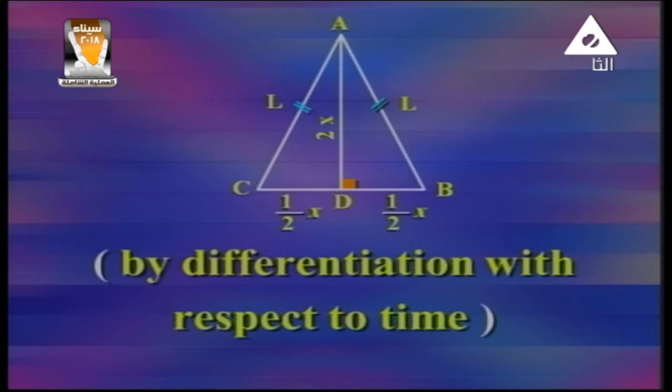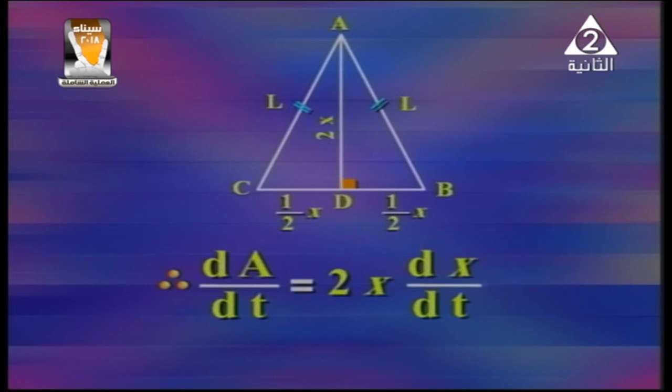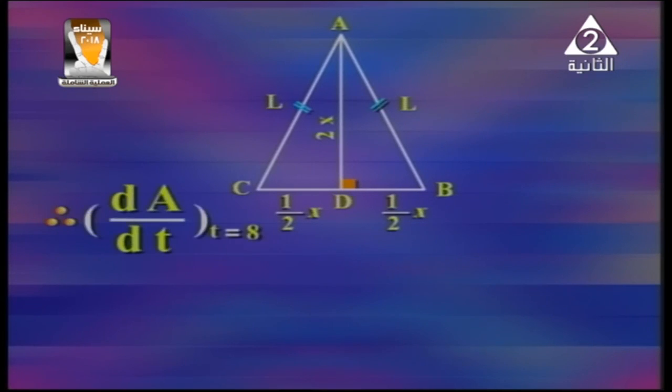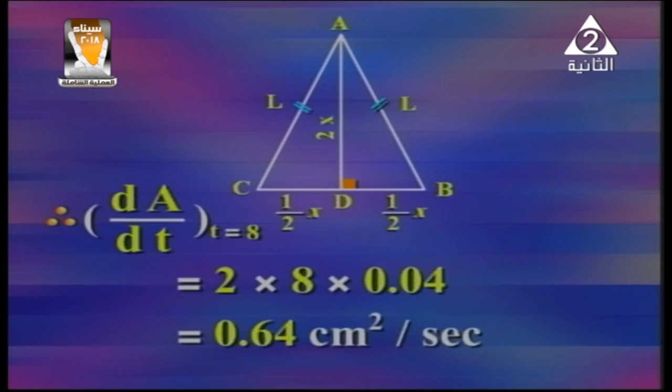By differentiation with respect to time, dA over dt equals 2x dx over dt. When x equals 8, dA over dt equals 2 times 8 times 0.04, which equals 0.64 centimeters squared per second. This is the change of the area with respect to time t: 0.64 centimeters squared per second.